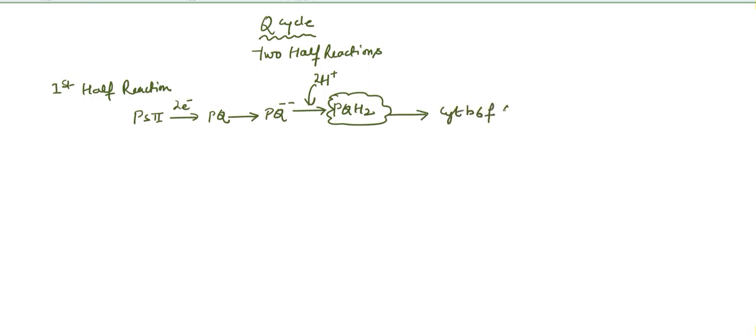Now let's see what happens in Q cycle. Q cycle actually has two half reactions. In first half reaction, when PS2 releases two electrons which are accepted by plastoquinone, then it becomes plastoquinone 2 minus. At this point of time, two protons are accepted from stroma and it becomes plastoquinol. This plastoquinol moves to cytochrome B6F complex.